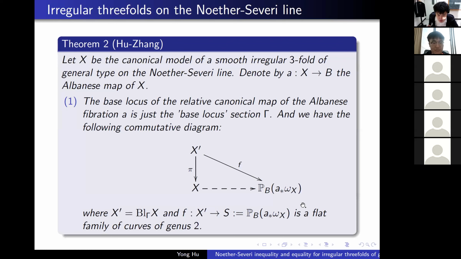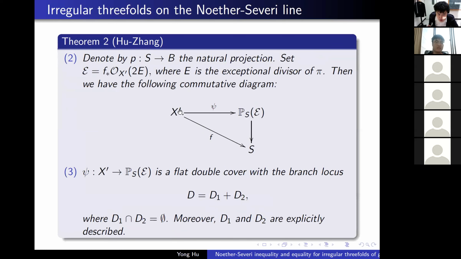The second statement is that if we denote by P from S to B the natural projection, because S is the P1 bundle. Now we set E to be F lower star OX prime 2E. Here E is the exceptional divisor of pi. Here pi is the blow up of this section. So we have the exceptional divisor E. Then we have the following commutative diagram.